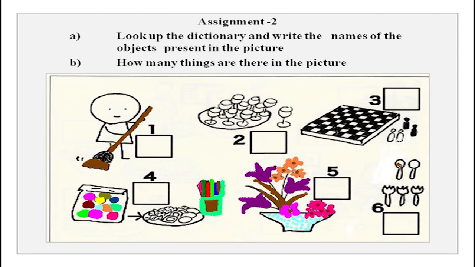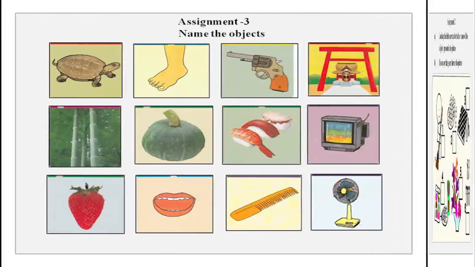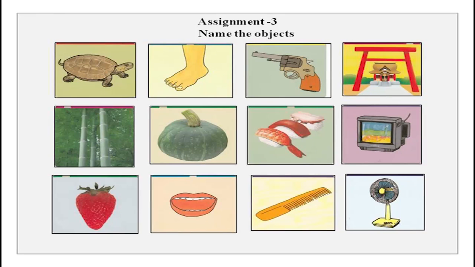So please look up the dictionary and see what these words are. And also, how many are there? How many things are there in the picture? For example, what about this one? How many over here? What is the number over here? So you can list all of that. Then again, this is for vocabulary. Vocabulary is very important because you'll be needing it for sentence construction later on. So name the objects. You have these pictures, you can consult a dictionary and name the pictures.